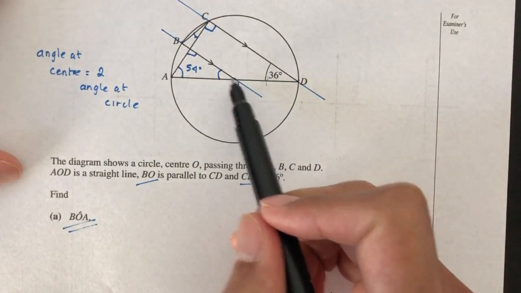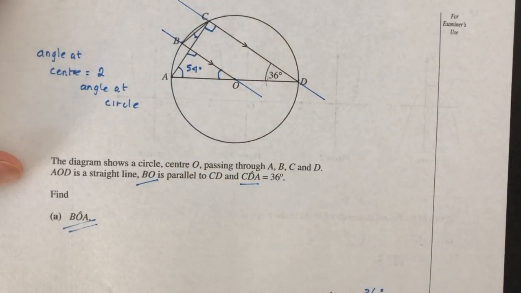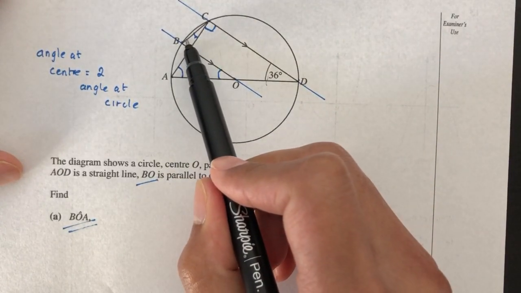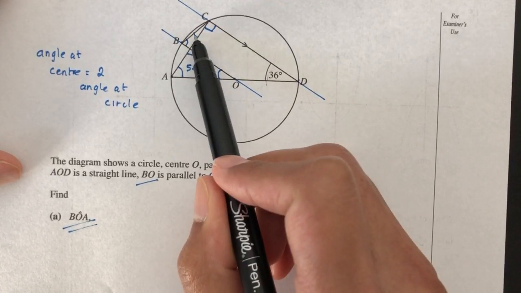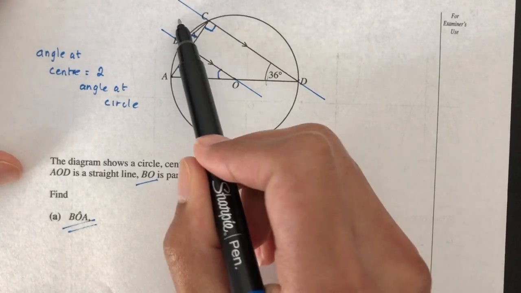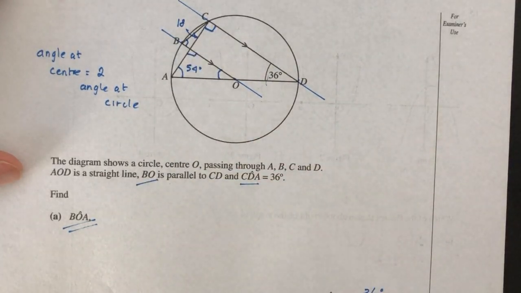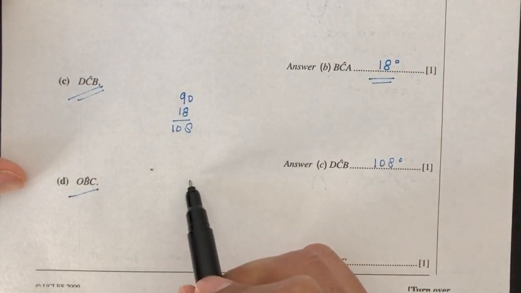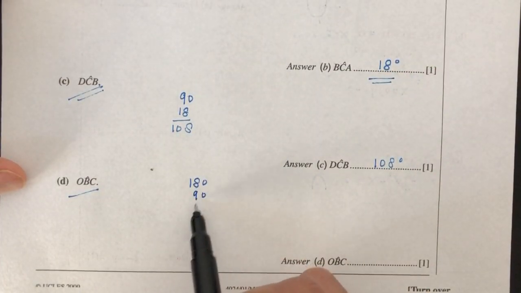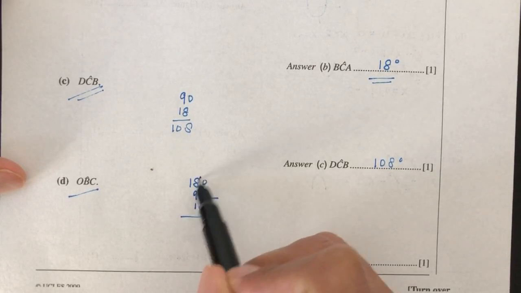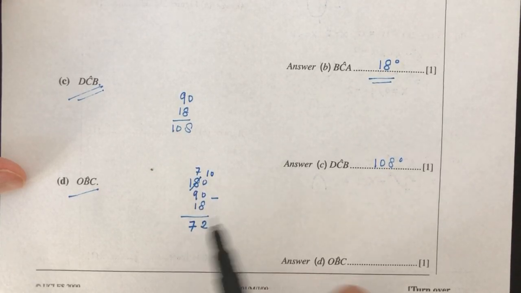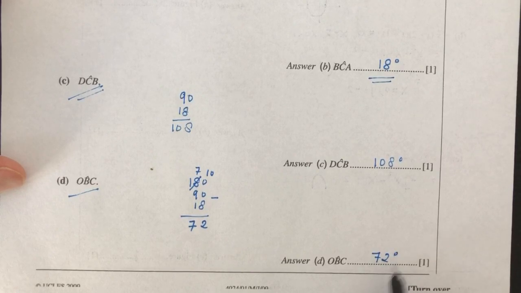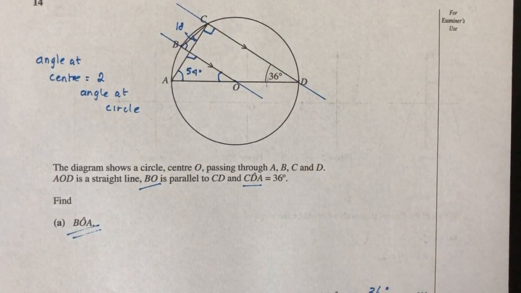And then for the last one, OBC, we have O, B, and C. So pretty easy. So OBC, find this angle. Since this one is 90, this also will be 90. So this is 90 and this is 18. This one will be the third angle of the triangle. So basically we have to do 180 minus 90 and minus 18. That will be 72. So the answer here will be 72 for this angle. So yep, that will be question number 14.